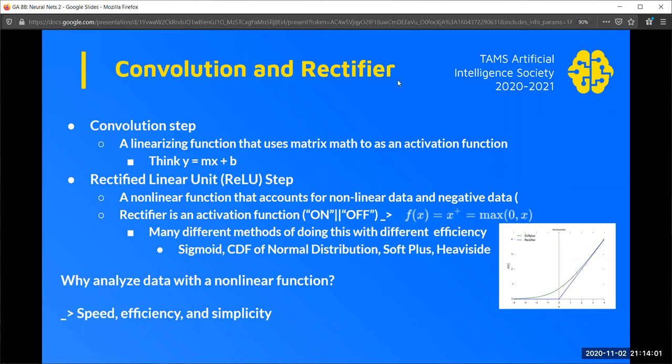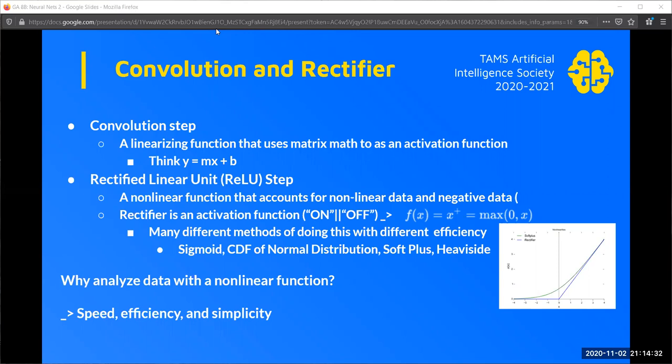So as we just saw, you have the convolution step. How this works mathematically is basically you're taking some linearizing function. Usually this is in the form of matrix math, so basic operators like multiplying, adding, and subtracting. Basically you're using those kinds of things to minimize the data you're getting, like how you saw in the last image. That's what you're doing in convolution.